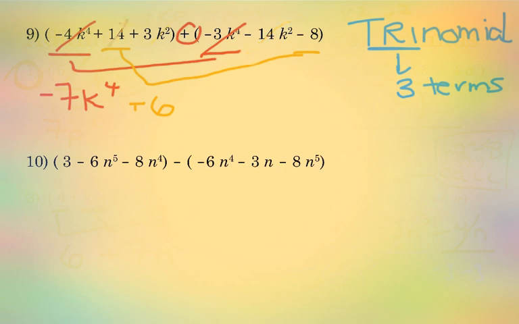We've taken care of these guys now. Leaves us with these two, which hopefully can be combined, but again, we can't assume. I see a k squared and a k squared, so I'm good to go. 3 plus negative 14 k squared. Negative 11 k squared.